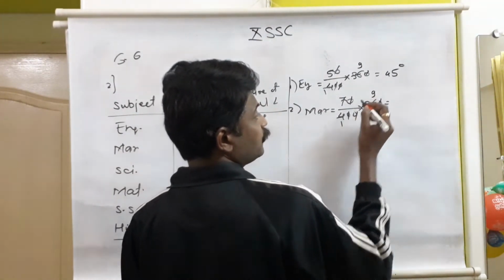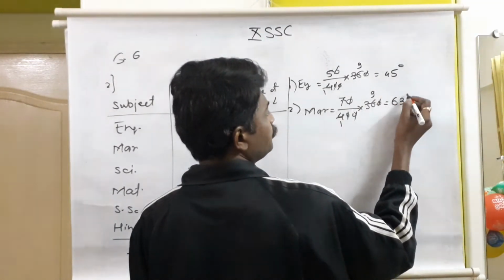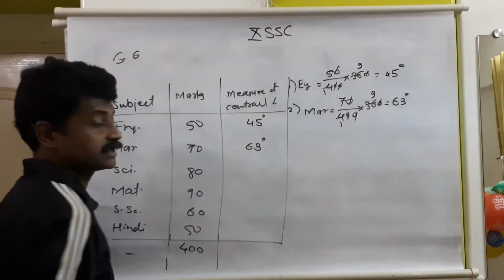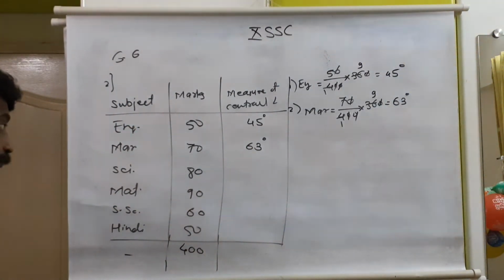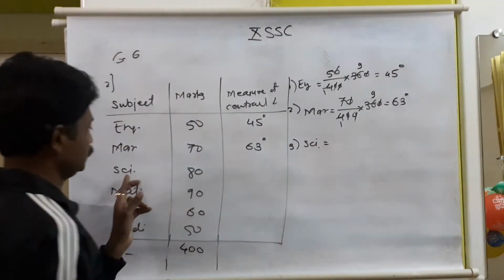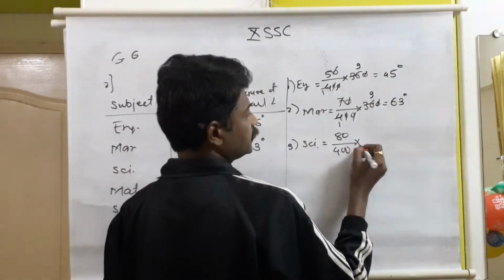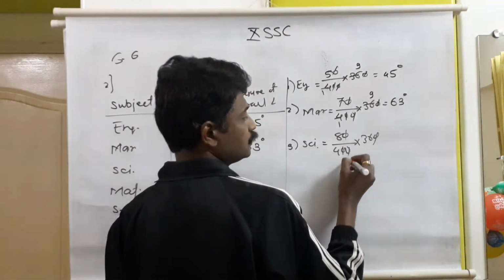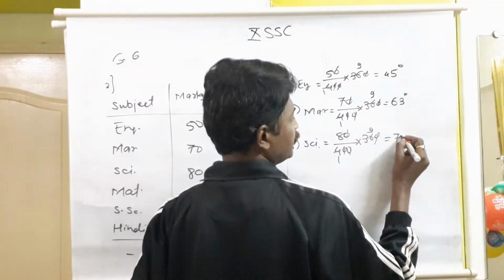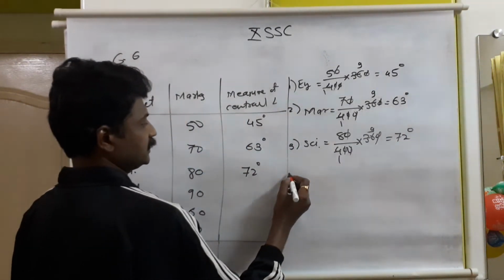4 ones are 4, 4 nines are 36. Now this is quite easy. 9 into 7, 63. 63 degree will be the angular measurement for subject Marathi out of 360 degree. Next subject is science. For science, the child scored 80 marks. These 80 are out of 400, then out of 360, how much? Again 2 zeros get cancelled. 4 ones are 4, 8 nines are 72. 72 degree will be the angular measurement for subject science.